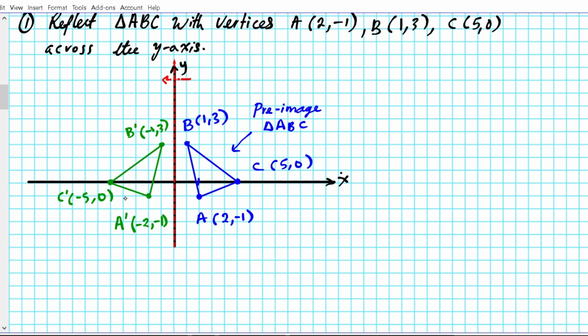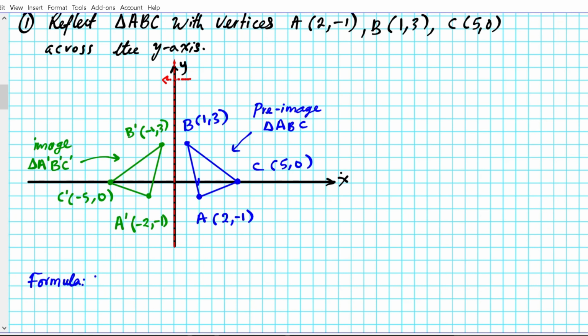Let's label it. This guy right here is the image triangle A prime, B prime, C prime under reflection about the y-axis. So this is a graphical result. Now let's generate our arithmetic verification. To do that, we're going to be using the formula. Alrighty, so let's go ahead and take a look at the formula for reflection across the axis.